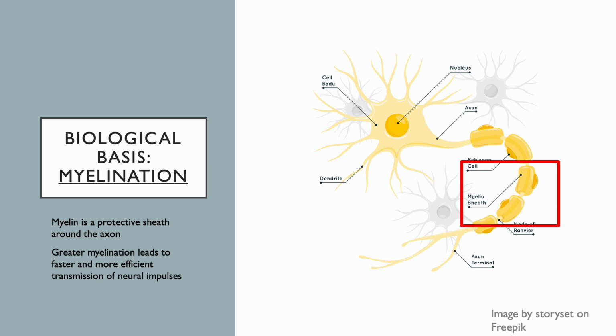Myelination is also an important component of processing speed. Myelin is the protective sheath around the axon of the neuron. More myelination leads to faster and more efficient transmission of neural impulses, which again allows for more effective communication within the central nervous system. Demyelinating diseases, like multiple sclerosis, which attack this myelin sheath, make transmission less efficient and in turn can impact an individual's processing speed.